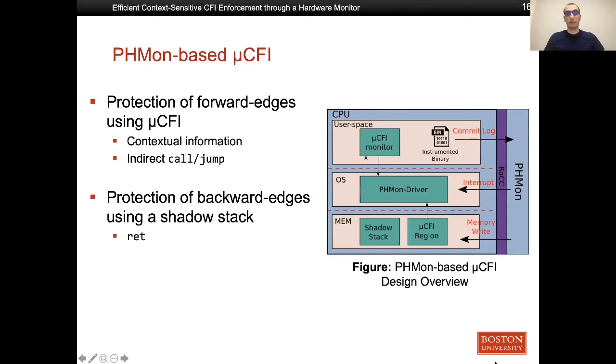To show that forward edge protection is compatible with a backward edge protection, we also implemented a shadow stack using PHMon. To do so, we programmed PHMon to monitor the calls and returns. Whenever PHMon observes a call instruction, it copies the next program counter into a shadow stack, and whenever PHMon observes a return instruction, it pops the recent value from the shadow stack and compares it with the current return value.